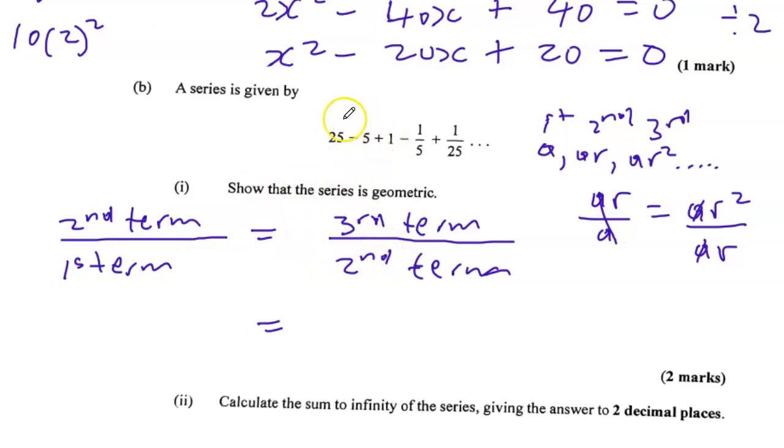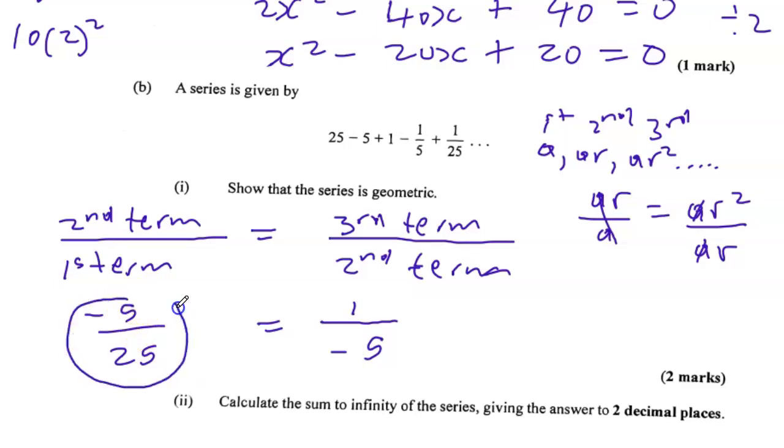So notice the second term here is negative 5. Divide that by 25. And the third term there is 1. Divide by the second term, the term that precedes it, that's negative 5. And notice we end up with negative 1/5 in both cases. So this is equal to this, negative 1/5, which is what we call the common ratio.